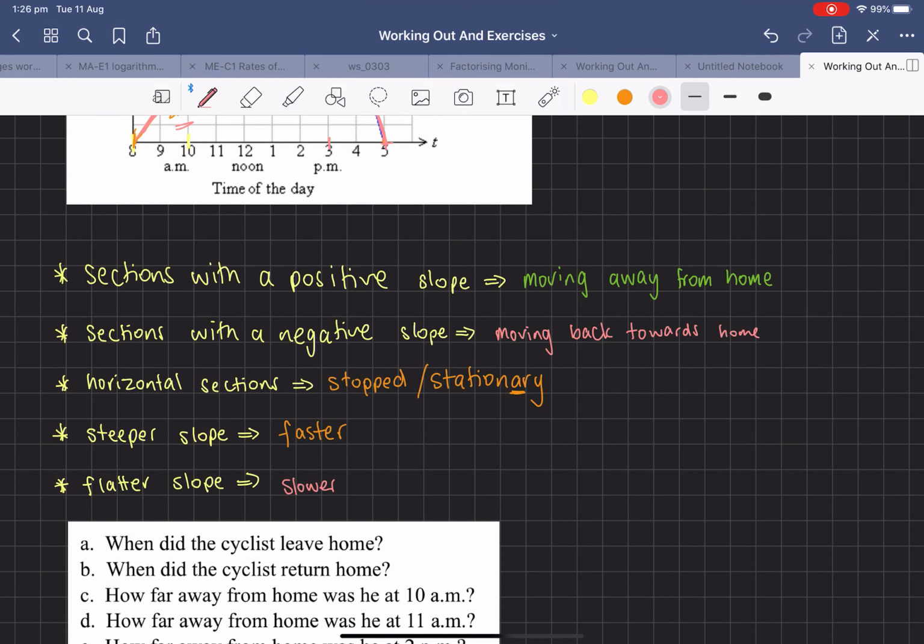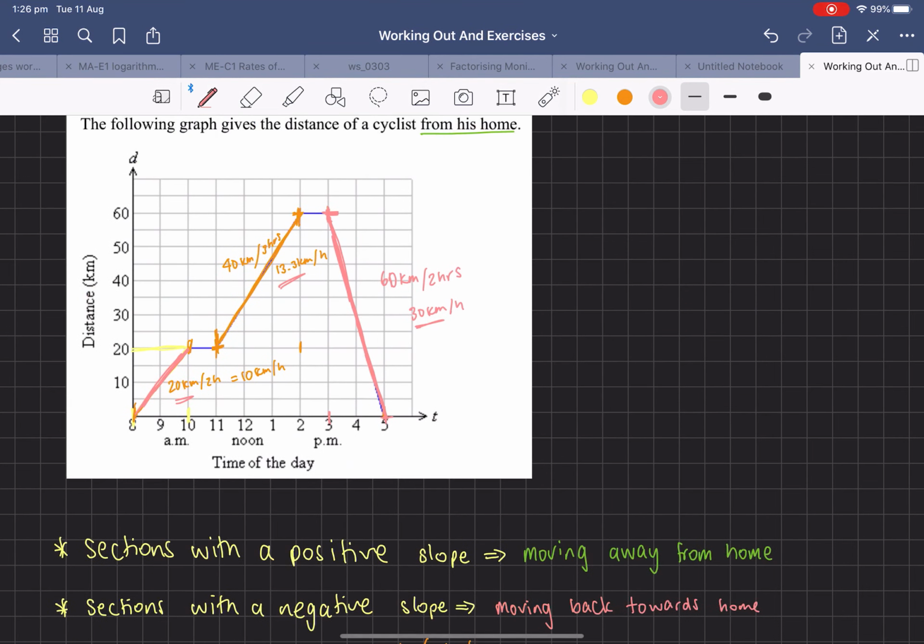So if the question asks, when is the cyclist travelling the fastest, you're just looking for the section with the steepest slope. If they ask when is the cyclist travelling the slowest, you're looking for the section with the flattest slope. Let's have a look at some examples of this. We're going to answer some questions on this graph just below.